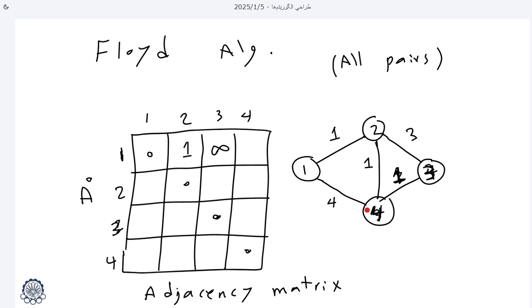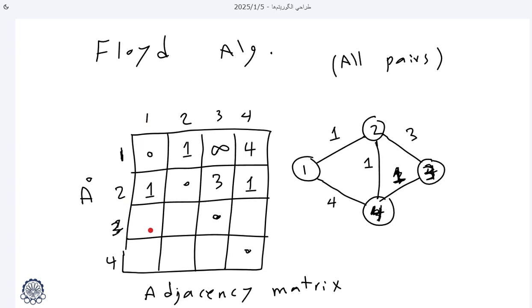For edge 1 4 we put 4 here because the weight of this edge is 4. The weight of edge 2 1 is 1. The edge 2 3 is 3. The edge 2 4 is 1. The weight of edge 2 4 is 1.